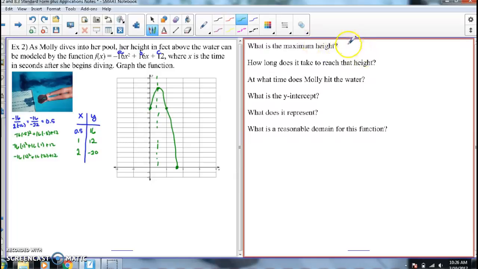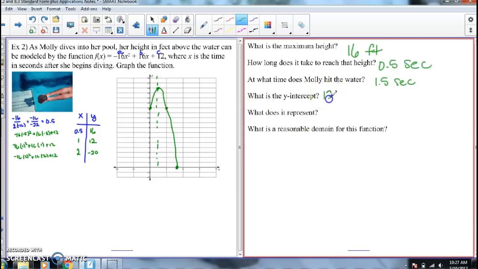Maximum height here, again, ended up being 16 feet. That's just coincidence. It doesn't always work out that way. So maximum height is right here at 16 feet. It took us a half of a second to reach there. At what time does she hit the water? I don't know, somewhere between 1 and 2 seconds. We know it's not 2 because 2 is negative 20. So I'm going to say about 1.5 seconds would be close enough. We're just approximating.